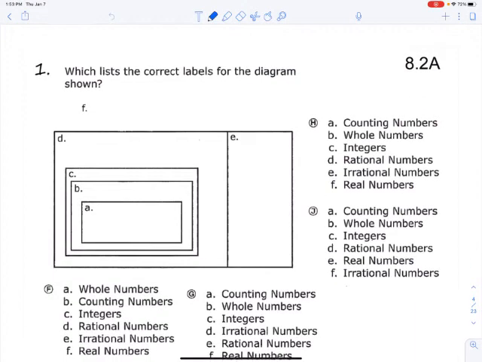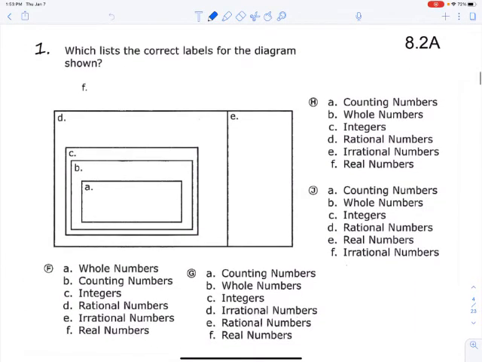So here's our first one, question number 1. Which lists the correct labels for the diagram shown? When we look at all these answer choices, you see that they're the same numbers that we've been looking at: counting numbers, whole numbers, and so on and so forth. What we're trying to figure out is what order they follow. We know that the very first one is counting numbers, so anything that doesn't start with counting numbers, I can do away with.